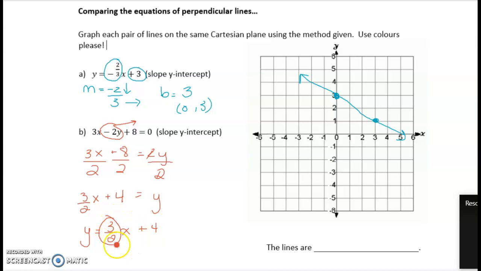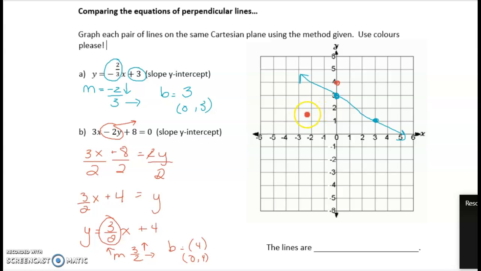So my slope is 3 over 2, which means up 3 over 2. And my y-intercept happens at 4. Okay, so x is 0, y is 4. Okay, and then this slope, we're going up 3.